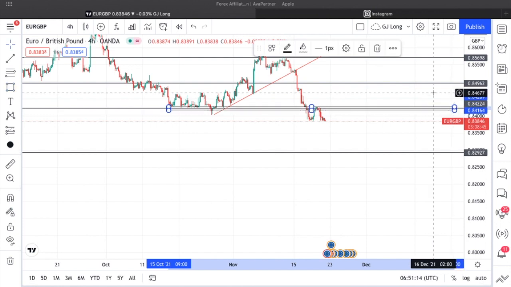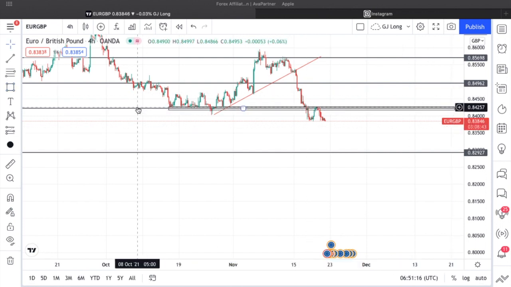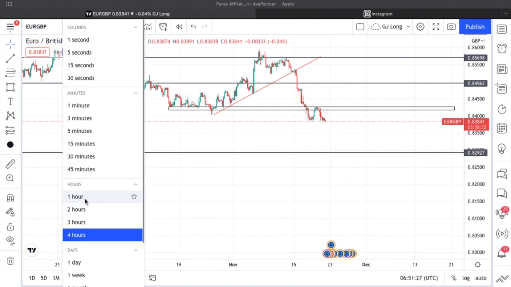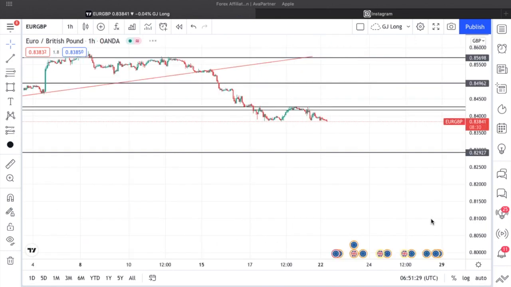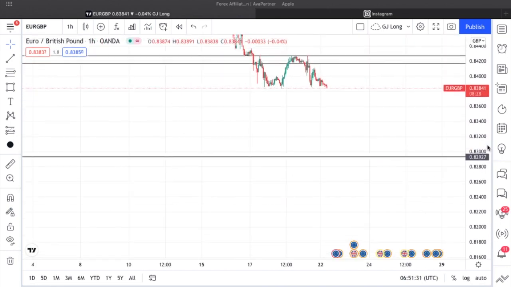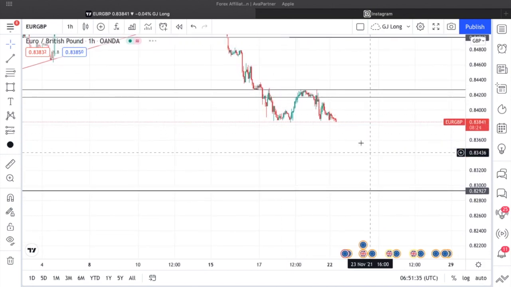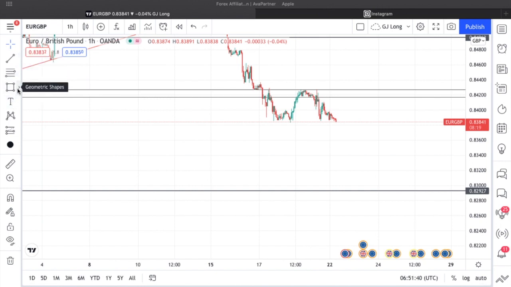So I anticipate that it's going to continue to push to the downside until it reaches the target, which will be 0.82927. Yeah, so that is the target. Understand? And as you can see, we anticipate it's going to move all the way down there.